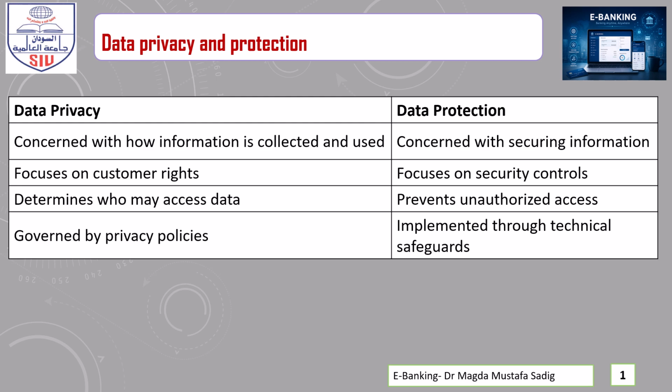Comparison between privacy and protection. Let us summarize the differences. Data privacy focuses on collection and use of information, customer consent, customer rights, and privacy policies. Data protection focuses on technical security, preventing unauthorized access, cyber security controls, and information security technologies. Both are equally important because protecting customer trust requires both legal rights and technical security.